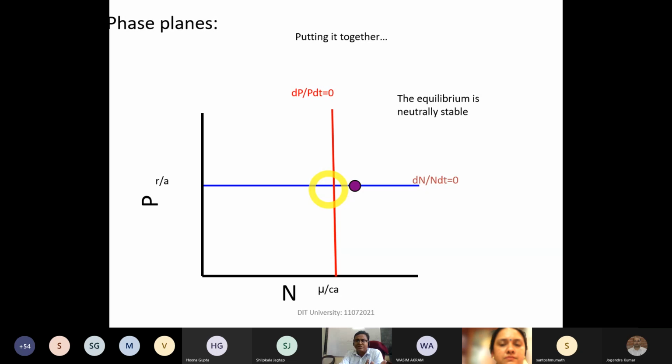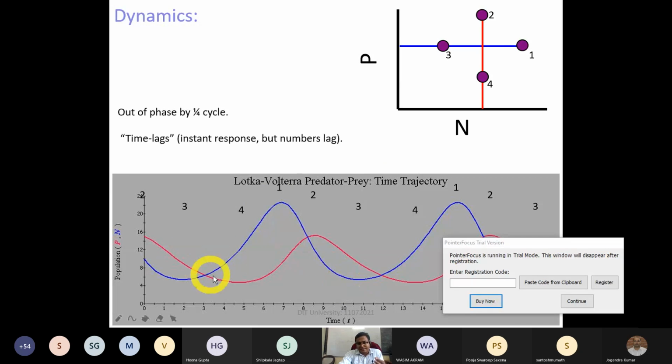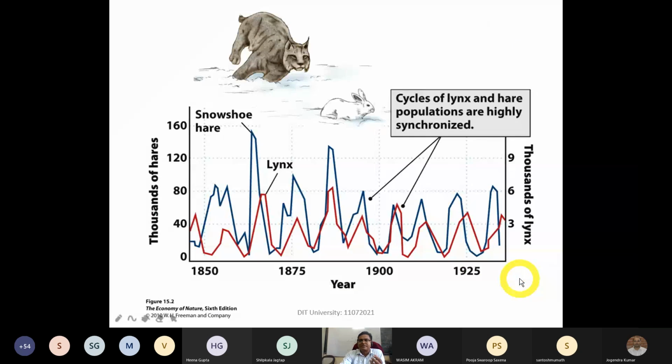This is what Lotka-Volterra proposed, and we can mark this as 1 2 3 4, and you can see that the phase line of this 1 2 3 4 is represented the same here. You will see that the peak of the predator lags behind the prey by 1 by 4 phase. And this is what we generally see with the lynx and snowshoe hare.